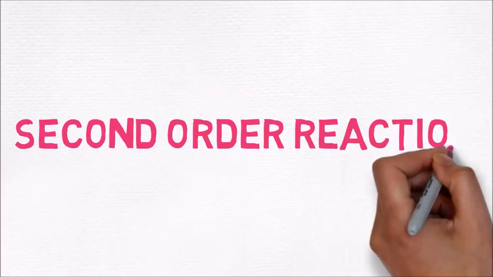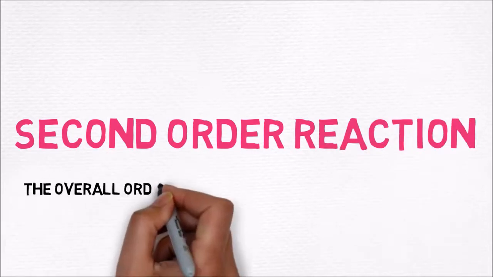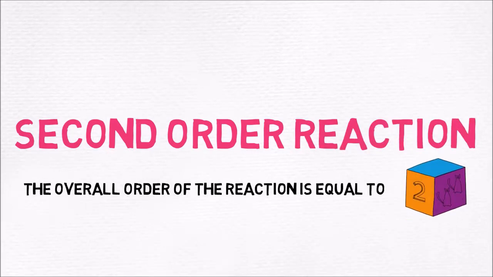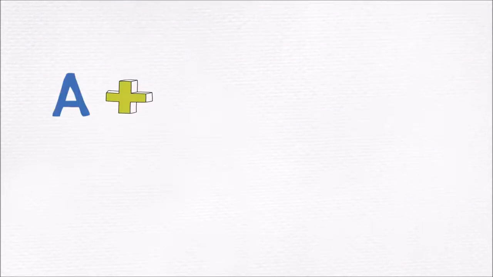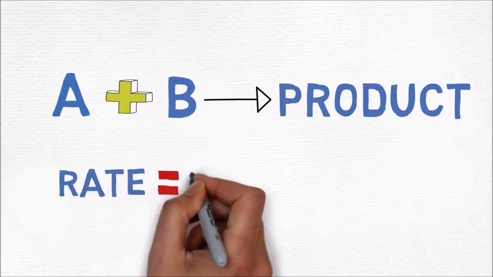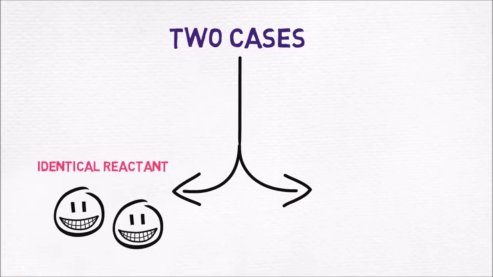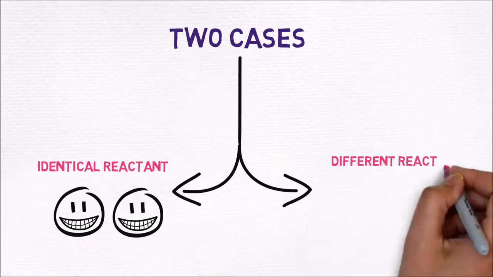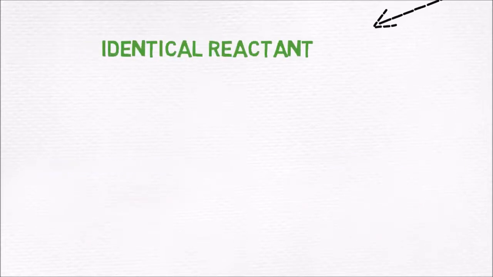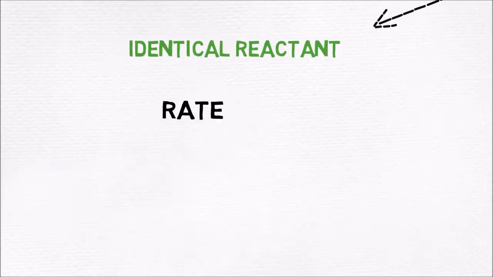The second-order reaction is when the overall order of the reaction is equal to 2. Let us consider the simple reaction here. Then the rate will be. In the second-order reaction there are two cases. First is the identical reactant, and the second is the different reactant. Identical reactant is when you have the same reactant.